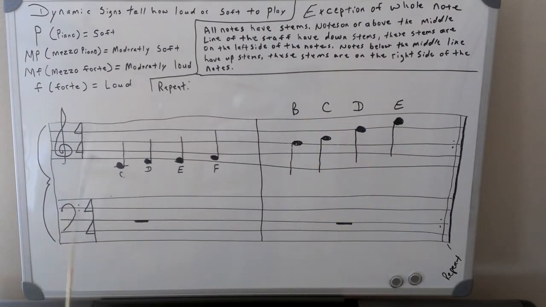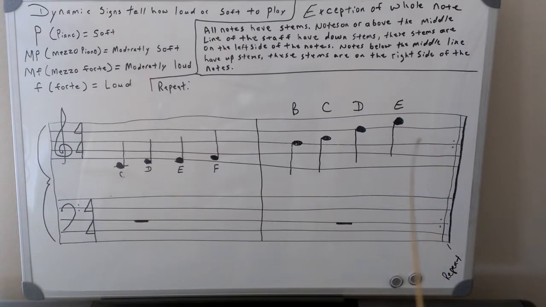Okay, here's the staff right here. And what does it say? Notes on or above the middle line of the staff have down stems. These stems are on the left side of the notes. So now, where's the middle line here? You have a total of how many lines? 1, 2, 3, 4, 5. So the middle line would be here, number 3.